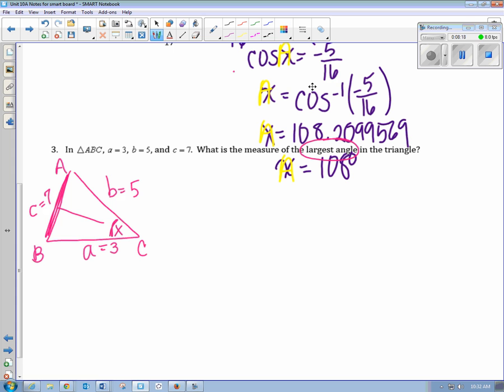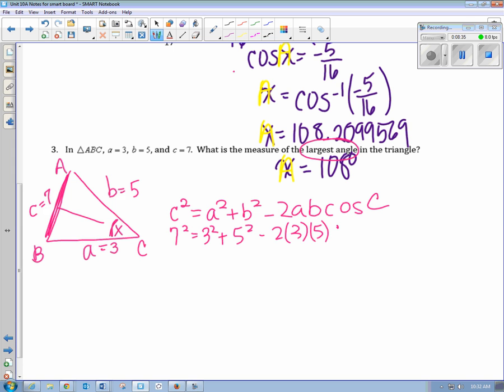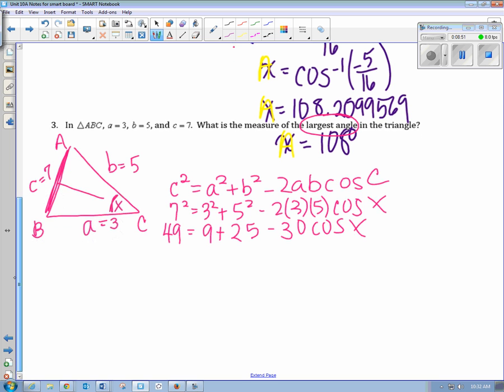So in this, when I set up my formula, c squared equals a squared plus b squared minus 2ab cosine C. So this is 7 squared equals 3 squared plus 5 squared minus 2 times 3 times 5 times the cosine of, I'll put an x in here this time. So 49 equals 9 plus 25 minus 30 cosine x. And if there's a mistake in this problem, where we are right now is about where that mistake usually is.